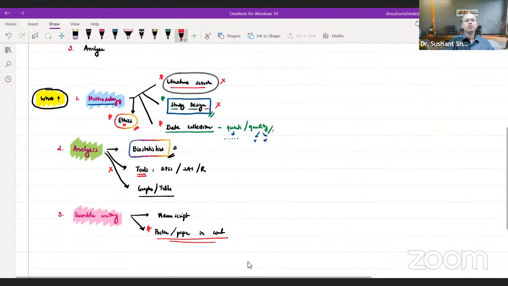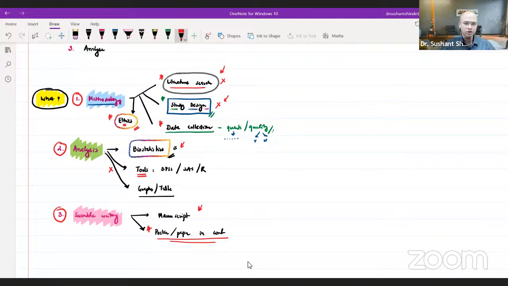So I repeat, what is it that you need to know? I think there are three basic things that you need to know. You need to know methodology, you need to know analysis, and you need to know scientific writing. All three of them, especially literature search, study design, biostats, and manuscript writing and poster presentation, is what will be the focus of our upcoming workshop, right?